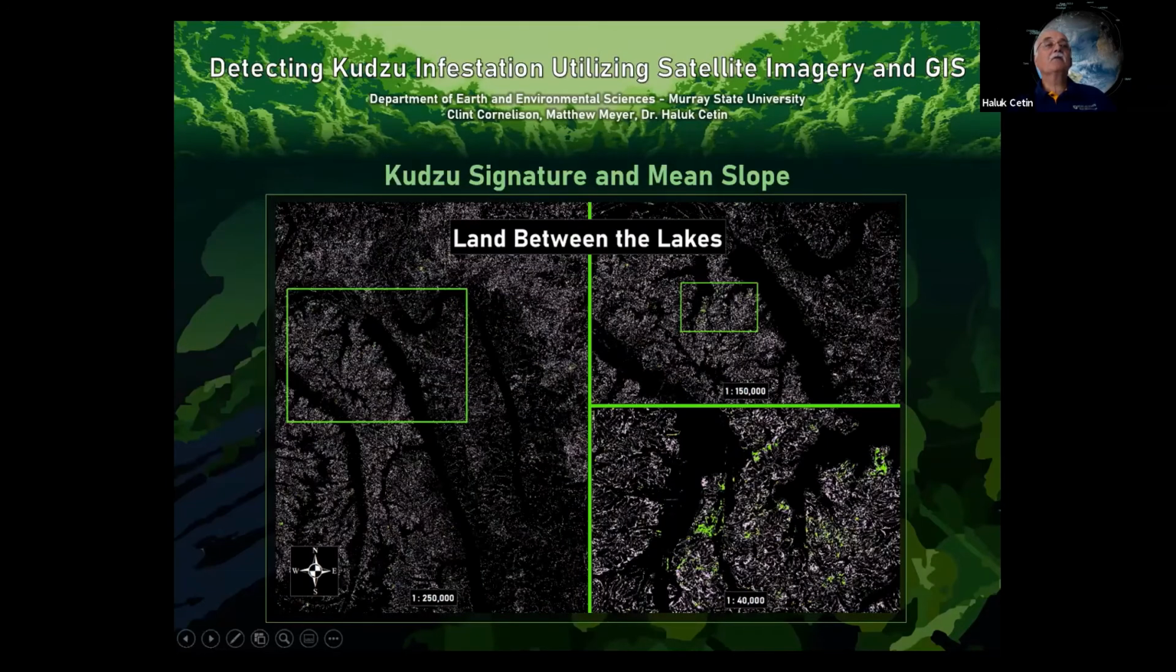By using mean slope, when we look at some of the areas that did not have Kudzu, they still had those mean slope values, but these are all the locations that we could come up with. Clint is still working on this project.